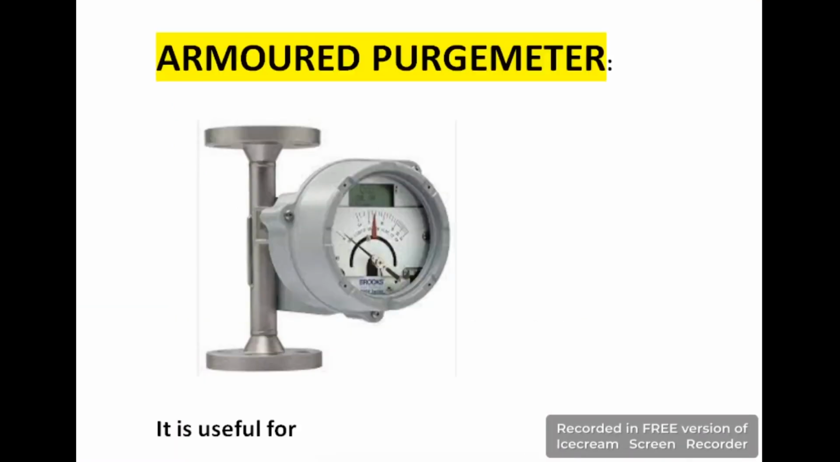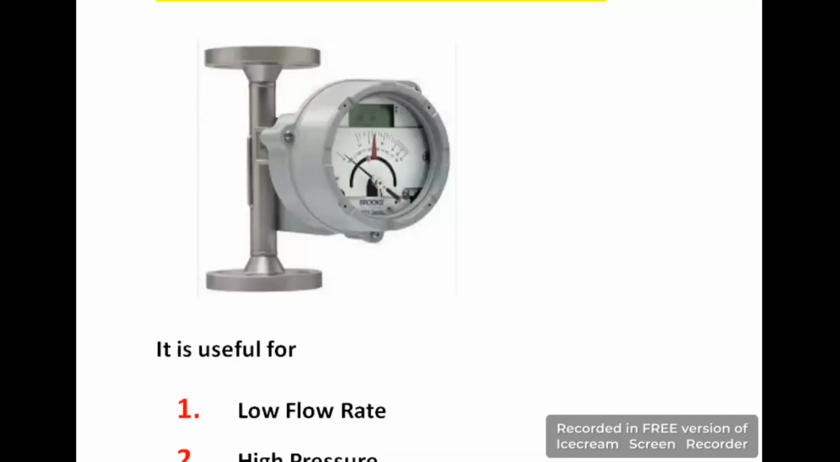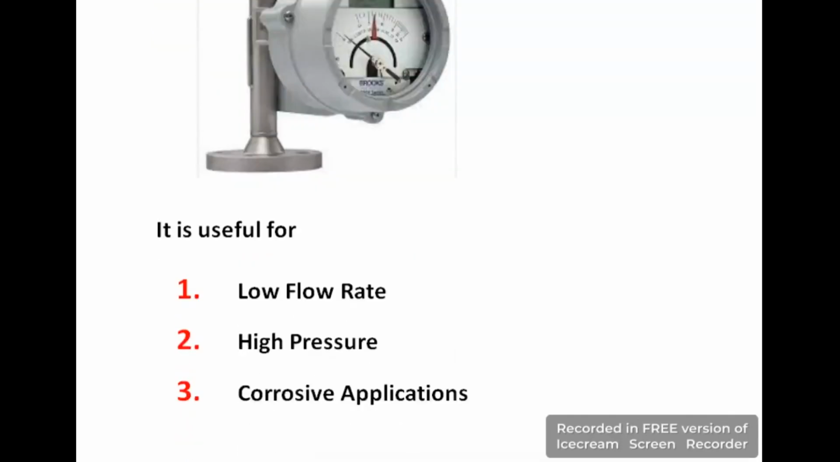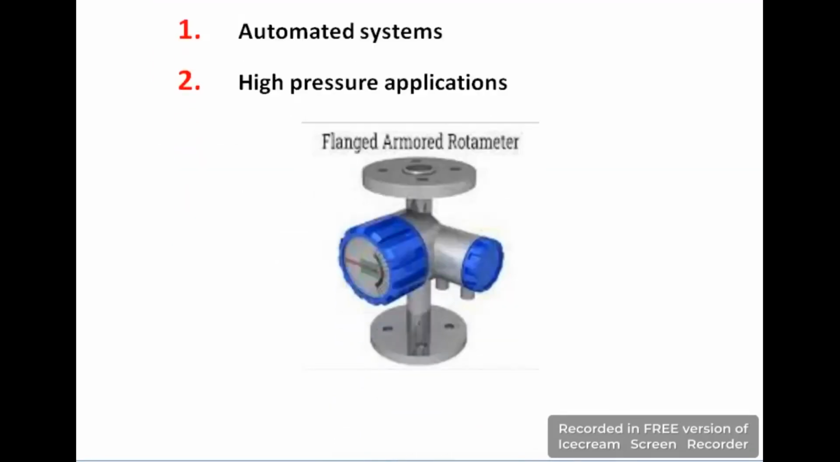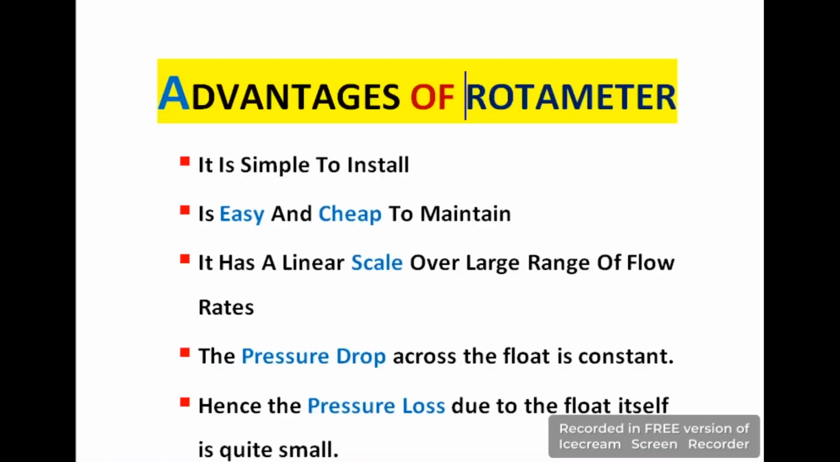The second type of rotameter is the armored purge meter. It is useful for low flow rates, for high pressure, and for corrosion applications. The third type of rotameter is the flange armored rotameter. It is used for automated systems and also for high pressure applications. You can observe these types of rotameters in this diagram.